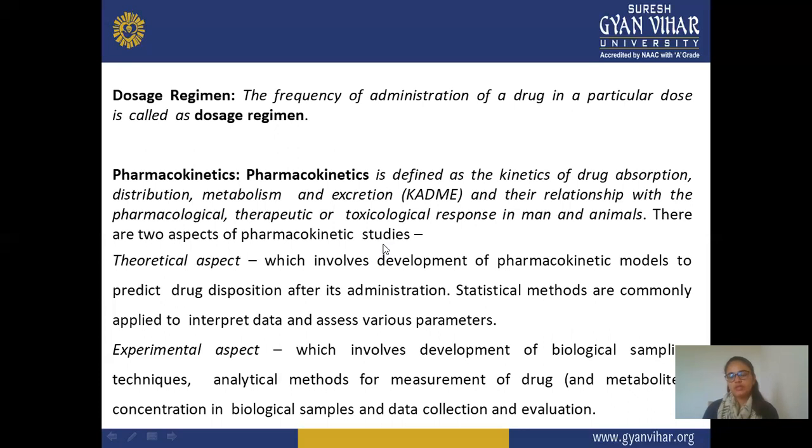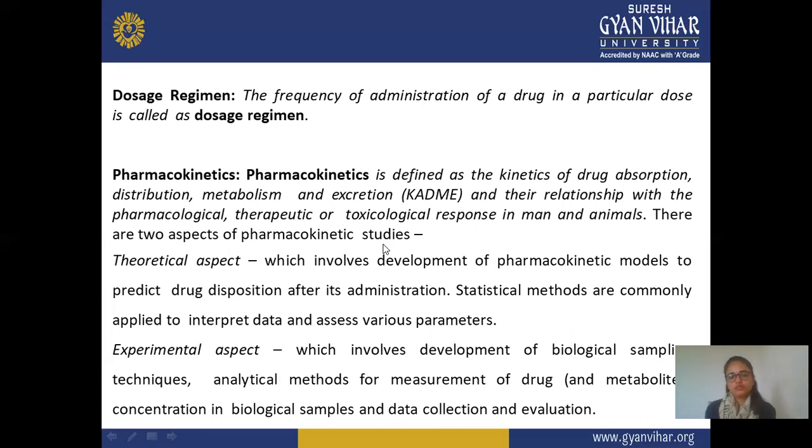In theoretical, you mainly check with the help of a statistical or mathematical equation. So this is regarding pharmacokinetics, means in this you check the kinetics of ADME or LADME, and its relationship with humans as well as animals. In this, you calculate the two methods of pharmacokinetics. One is theoretical and second is experimental.